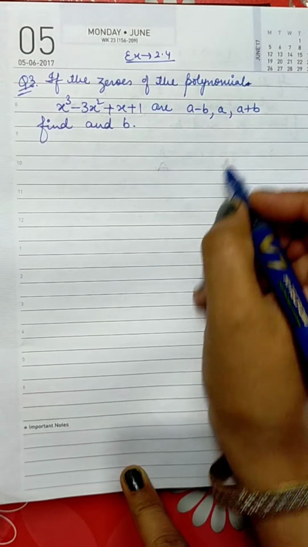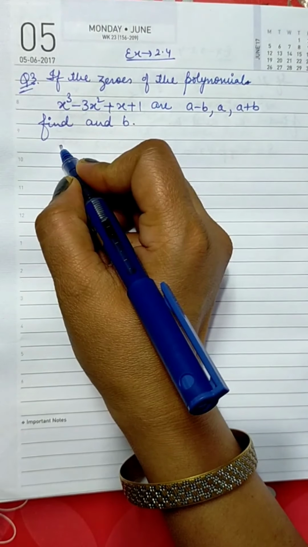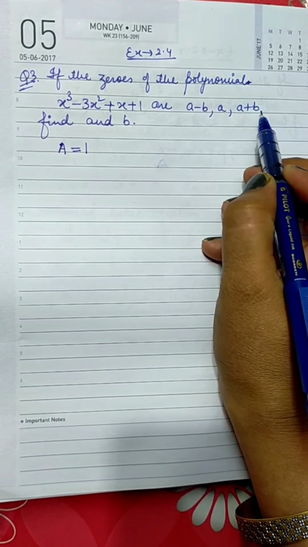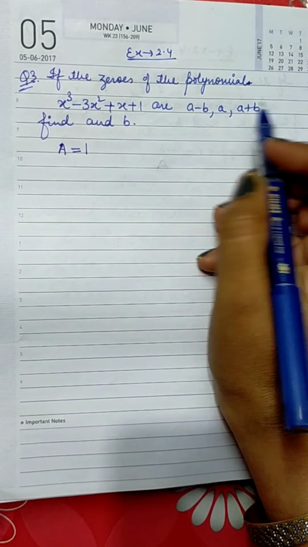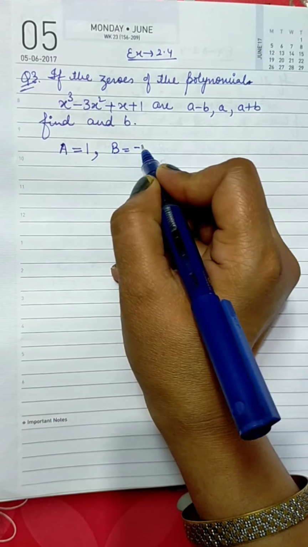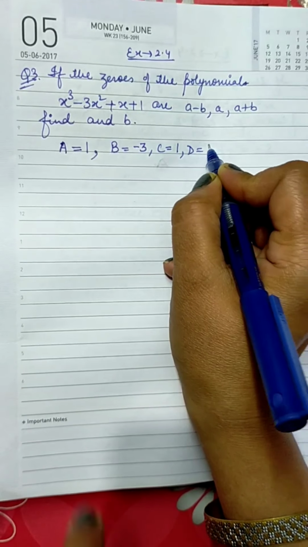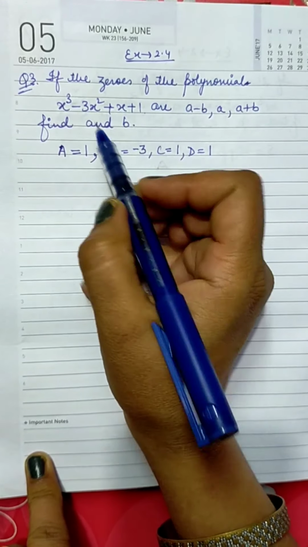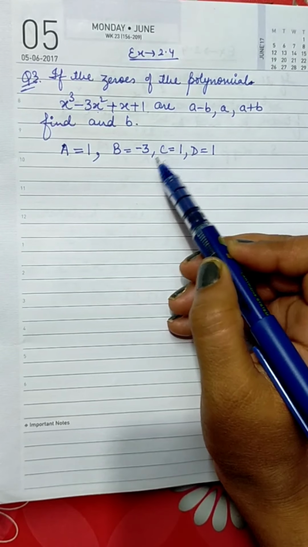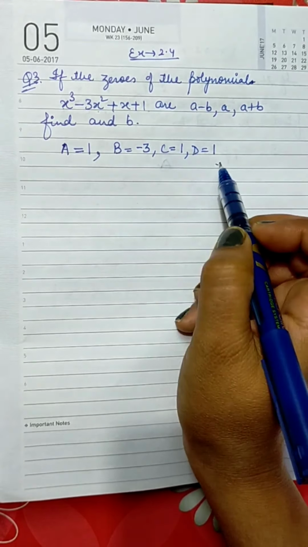In such types of questions, first of all we need the coefficients as well as the zeros. So let me write down the coefficients. This time I'm writing in capitals because we have already been given the zeros in the form of a and b, so we will be using capitals. So A is 1, B is minus 3, C is 1 and D is 1. We are taking all these coefficients from the given cubic. A is the coefficient of x cube, B is the coefficient of x square, C is the coefficient of x, and D is the constant term.